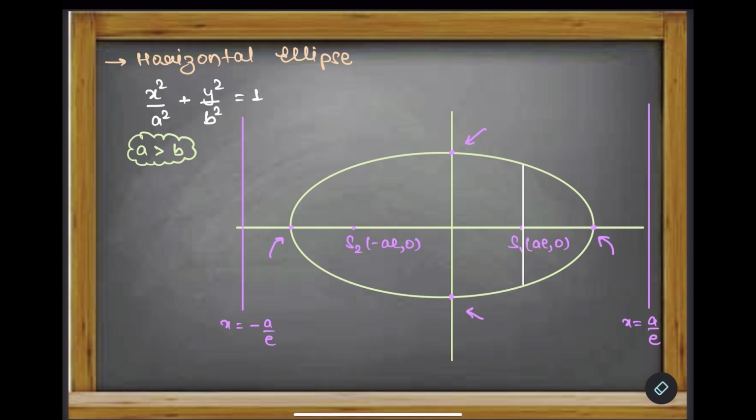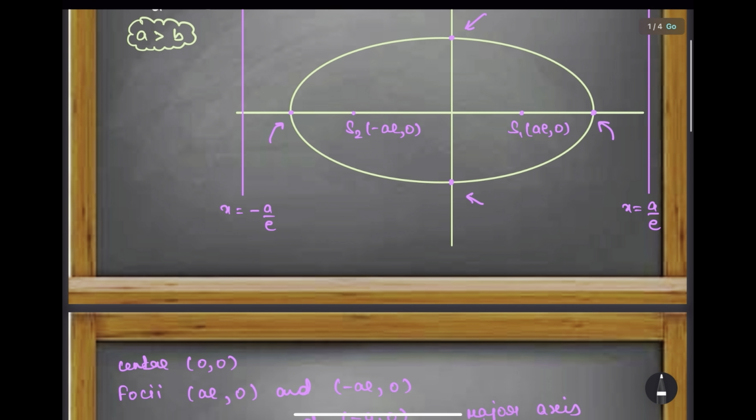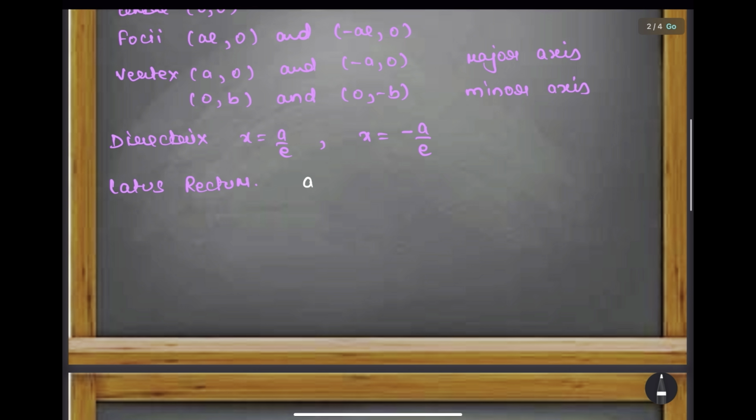Now look at this. You know that here the x component will remain the same, correct? So the x component is same. Can I say that it is AE comma AE, x will be AE always. So can I write a square e square by a square plus y square by b square equals 1? Tell me, this is correct or wrong? Correct.